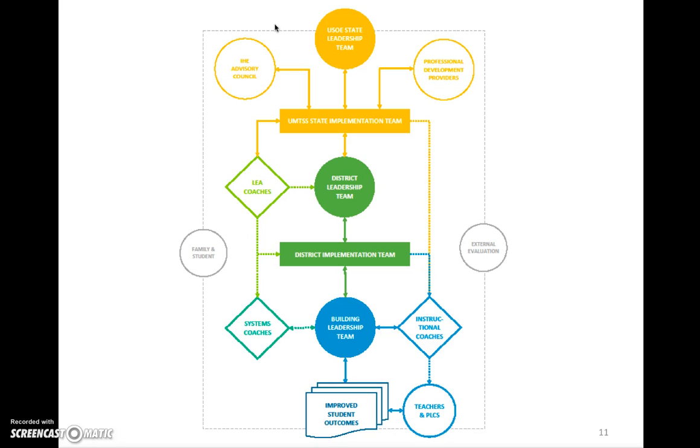This is an example from the state of Utah, specifically with the UMTSS project, representing the various types of teams and the teaming structure within our project. We have at the top in the orange state level teams. In green we have district level teams, and in blue we have building leadership teams or building level teams.